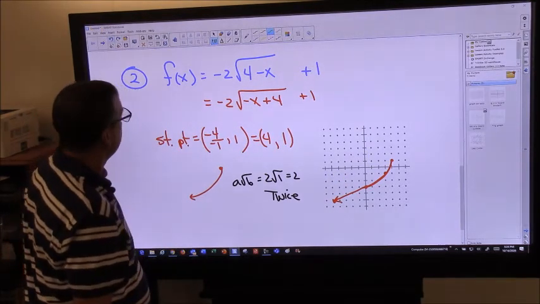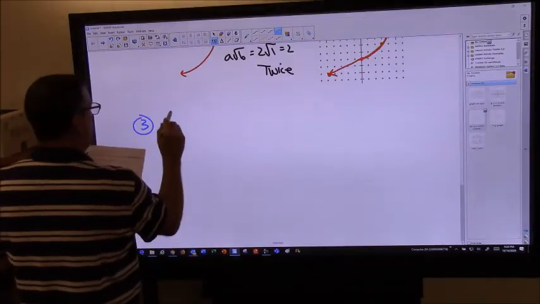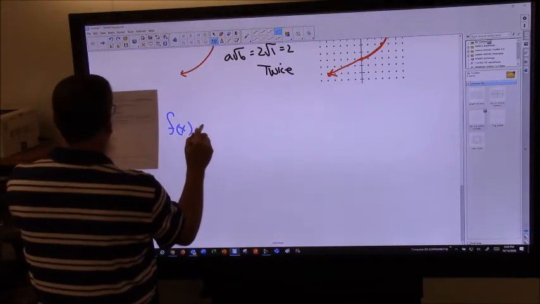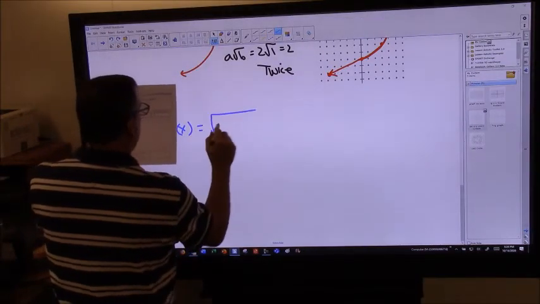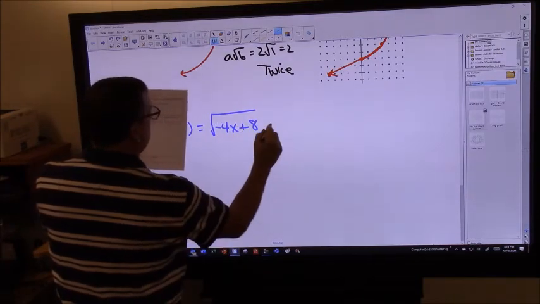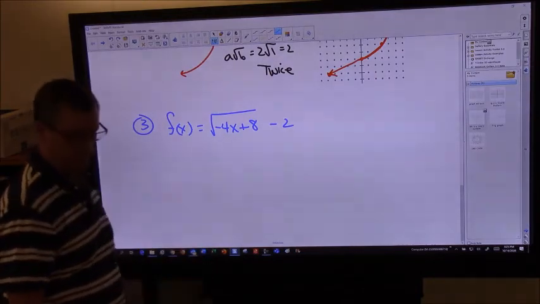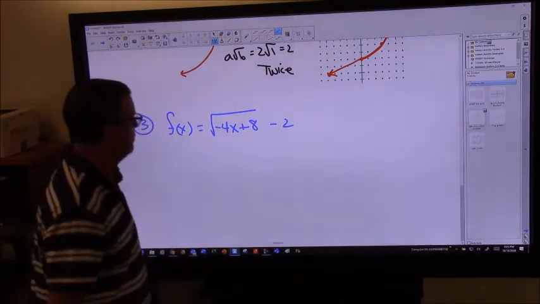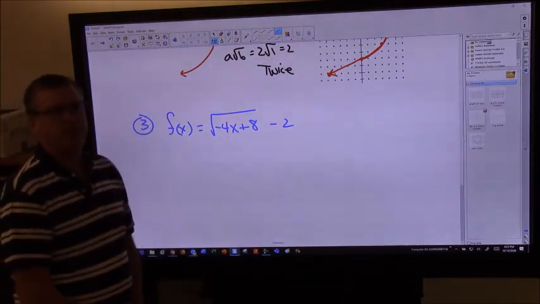All right, let's try one more. This time I've got f of x equals the square root of negative 4x plus 8, minus 2. You guys go ahead and see if you can graph that.